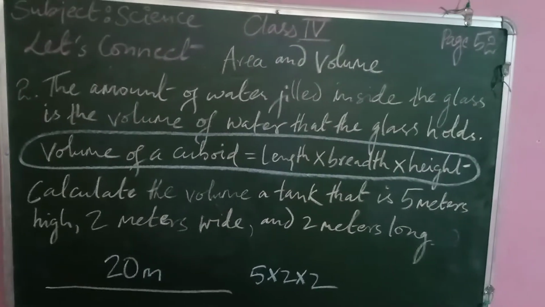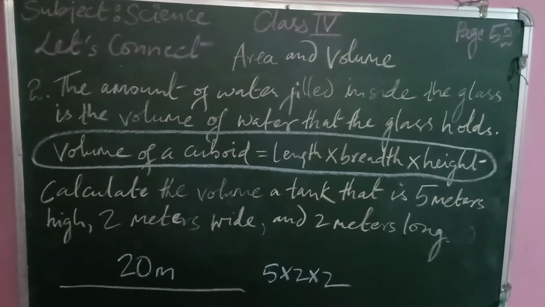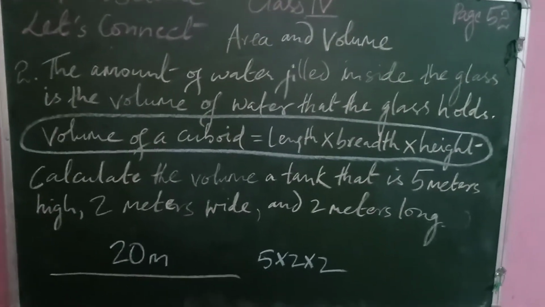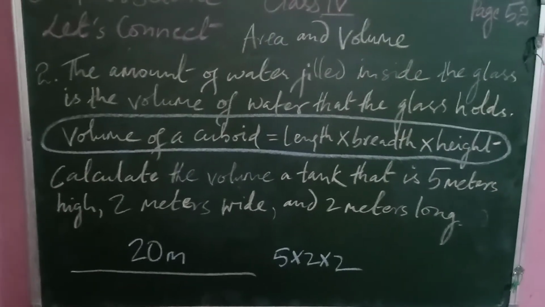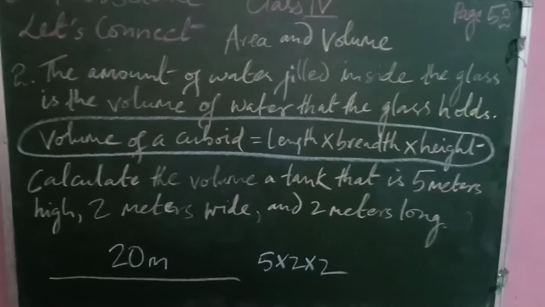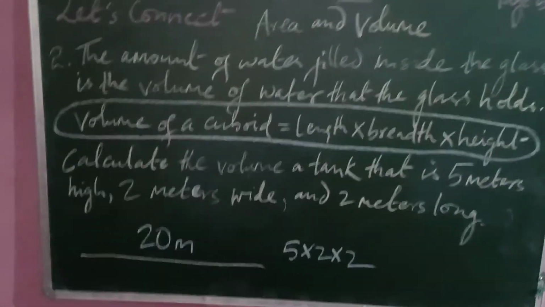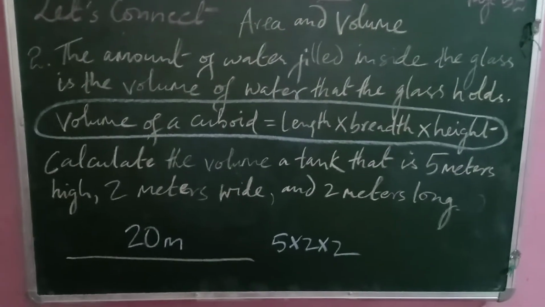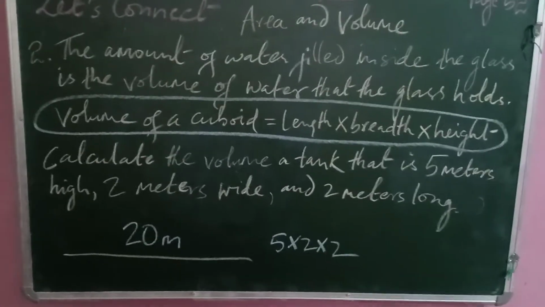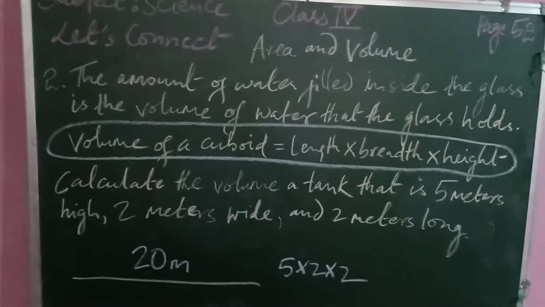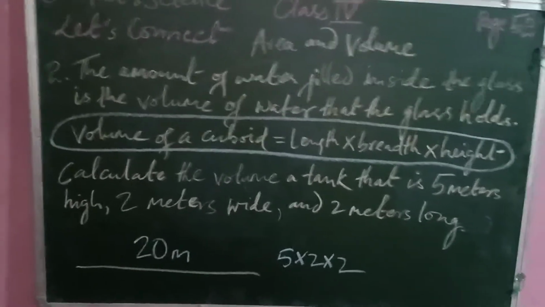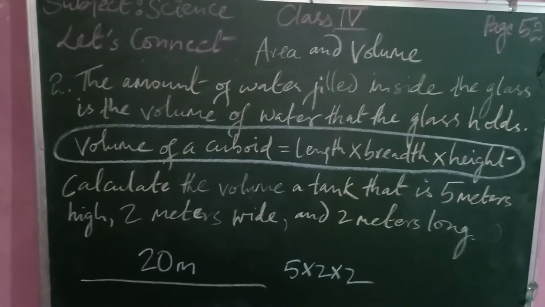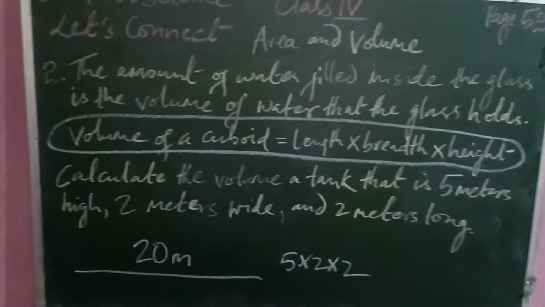So moving on, the next question is, the amount of water filled inside the glass is the volume of water that the glass holds. So the water which is filled inside the glass is the volume of the water. So volume of the cuboid is length into breadth into height. This is how you find the volume of a cuboid. Calculate the volume of a tank that is 5 meters high, 2 meters wide and 2 meters long.